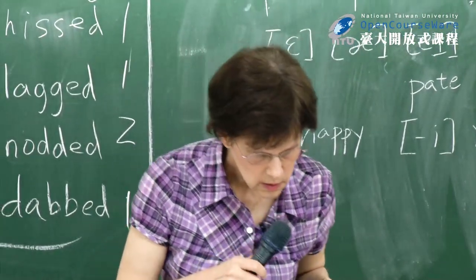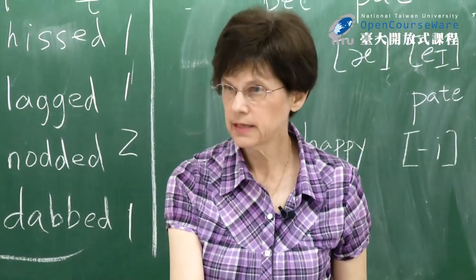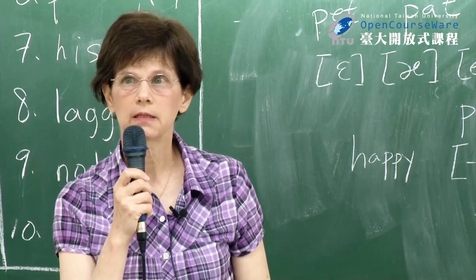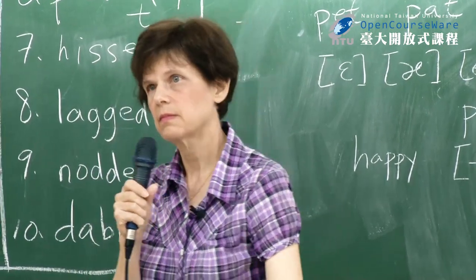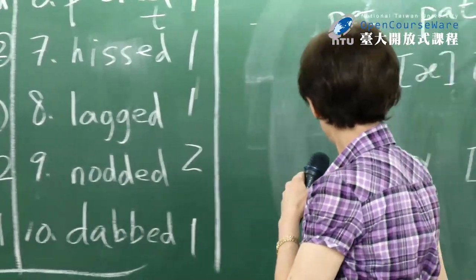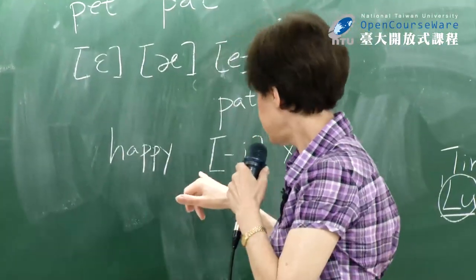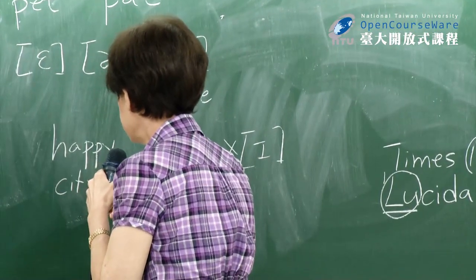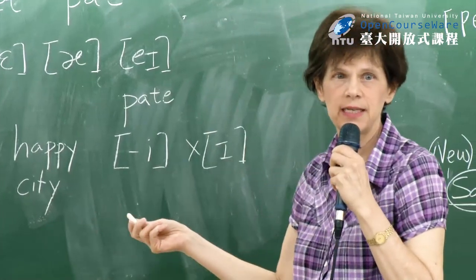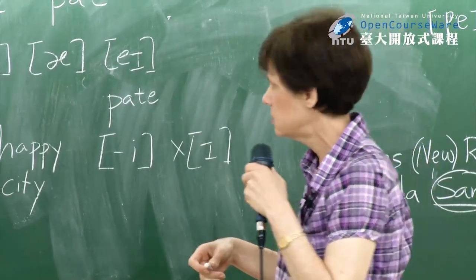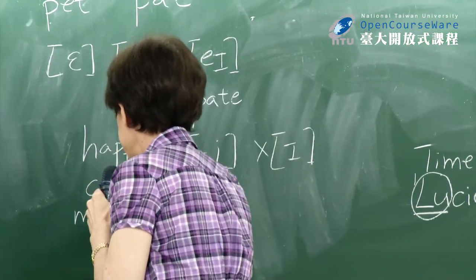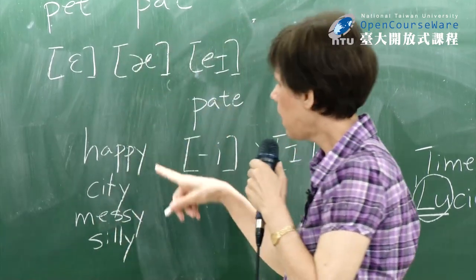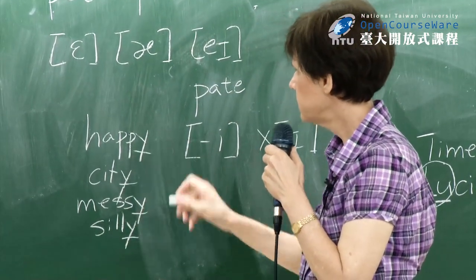Let's go. Page 10. Yes. Please explain again why after happy it's the long one instead of the short one. Ah, happy. All right, one more time, everybody. Happy or city, any word at all that ends in Y. In English, as far as I know, it's any word that ends in Y. Or messy, silly. All right, all of those ending in Y, all of them.